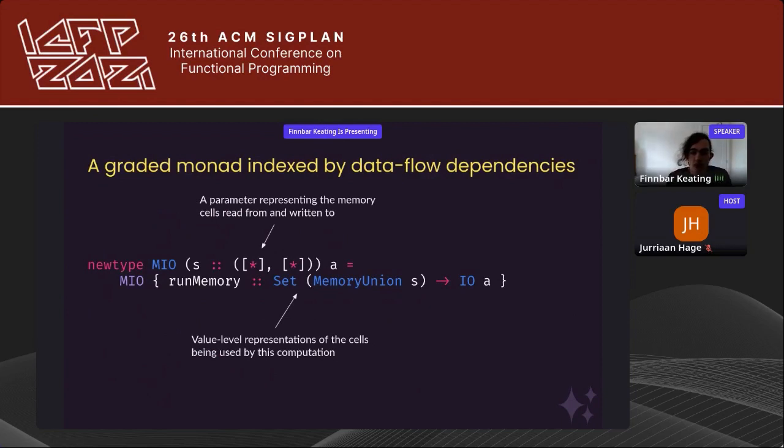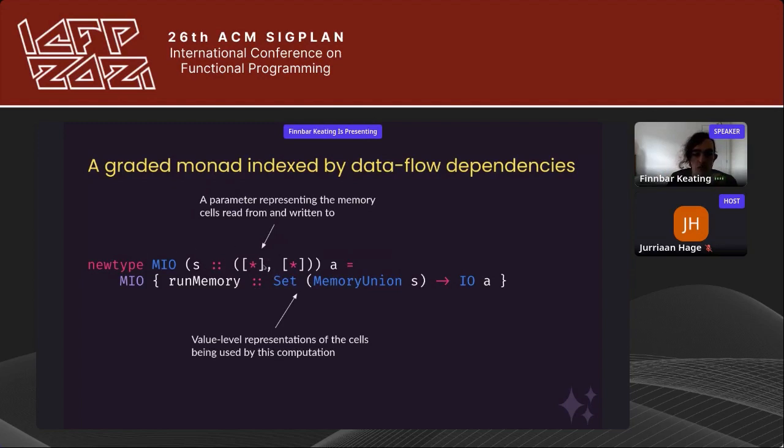This is the type that we use to encode our reads and writes, and therefore to encode the dependencies between computations. We add a parameter s, which represents the cells being read from and written to. So we represent these as a pair of type level sets. We're using a single parameter because that's what fits with graded monads in the literature. These are treated as type level lists of kind star, but morally we're going to be treating these as sets. And in the actual code provided in the paper and alongside the paper as an artifact, we use the type level sets library.